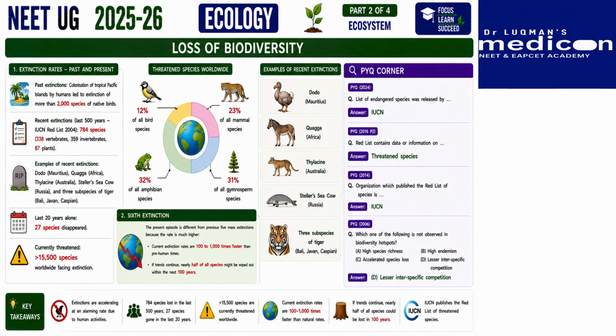Currently threatened species are those about to face extinction, about to be completely lost from the earth. These number more than 15,500 species. Threatened species worldwide: 12% of all bird species, 23% of all mammal species, 31% of all gymnosperm species, and 32% of all amphibian species are threatened. You have to learn these numbers and percentages by heart. Direct statement-based and numerical questions can come.